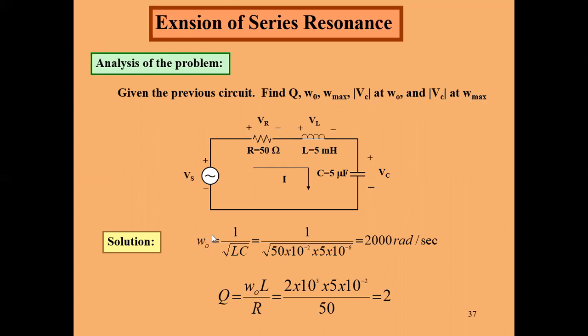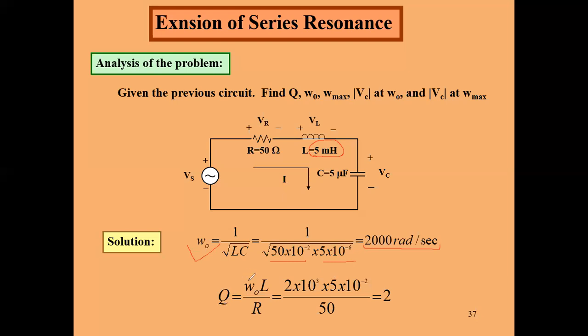So for the solution, generally we have a formula: omega 0 is equal to 1 divided by the square root of LC, where L is 5 millihenry, or 5 into 10 to the power minus 3, and the value of C is 5 microfarad, or 5 into 10 to the power minus 6. When we multiply those two parts, take the square root, and divide 1 by it, we obtain the resonant frequency omega 0 equal to 200 radians per second.